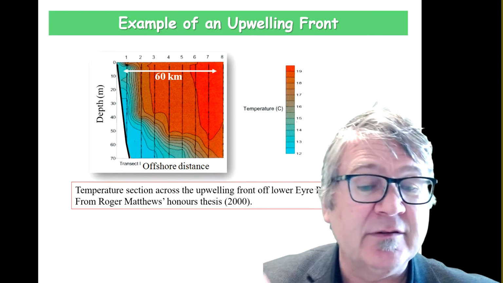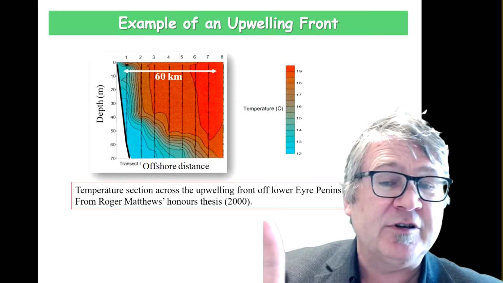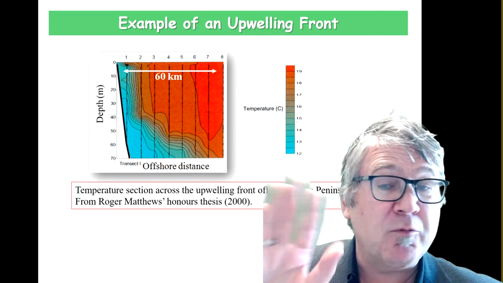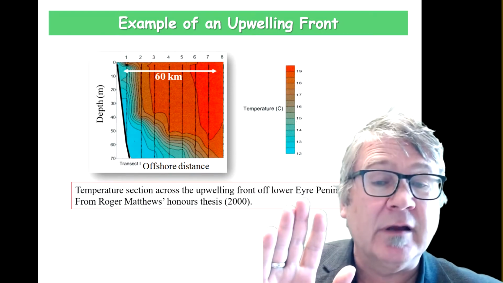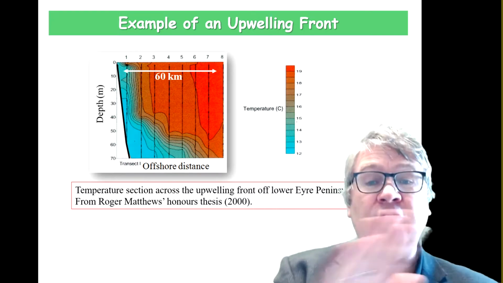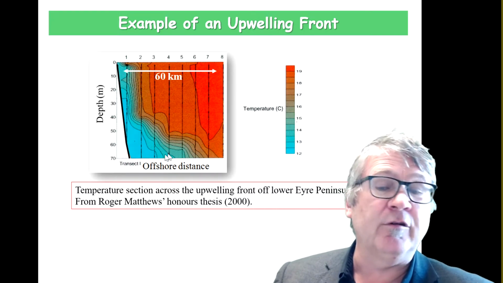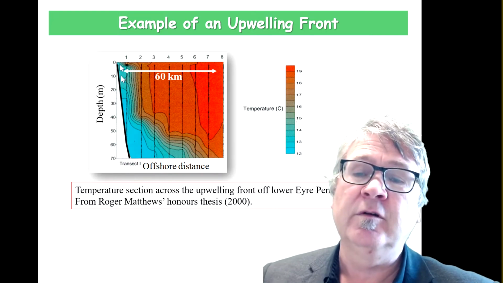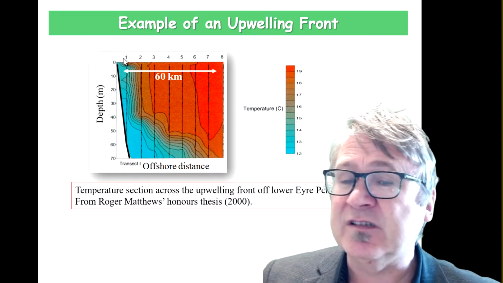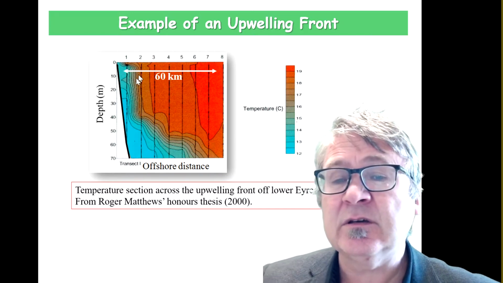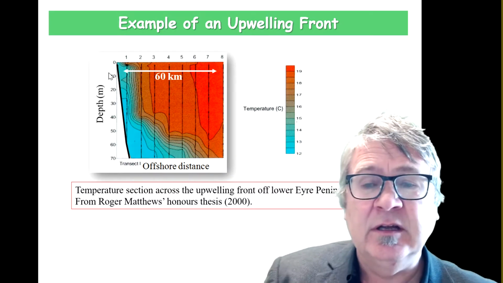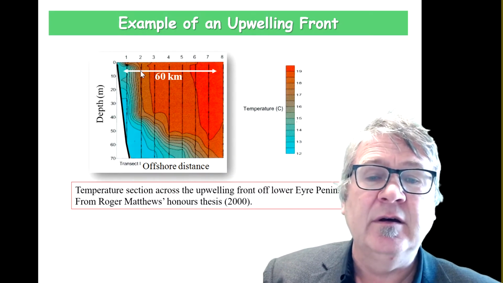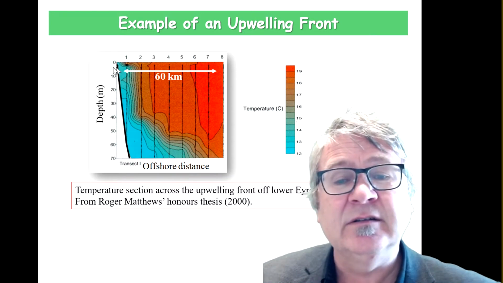These are measurements of a temperature front, upwelling off the Lower Eyre Peninsula. You can see this is a vertical section, and 12-degree water moved into the surface layers near the coast. And you can see horizontally there is a big change in temperature: 12 degrees on one side, 19 degrees on the other side.